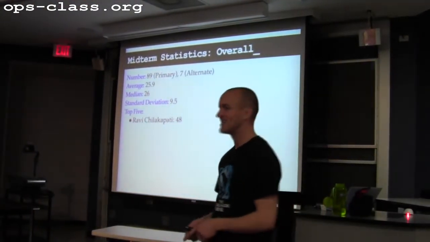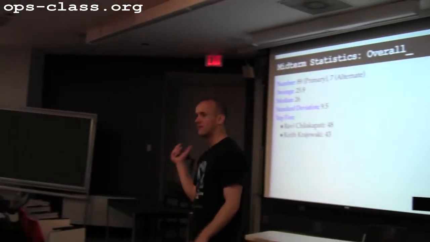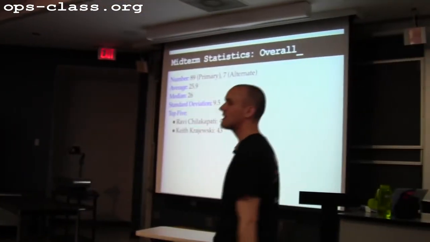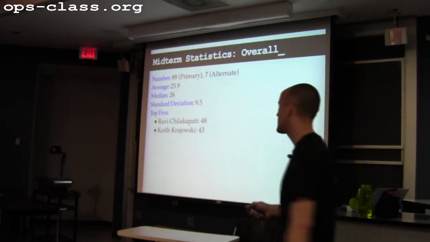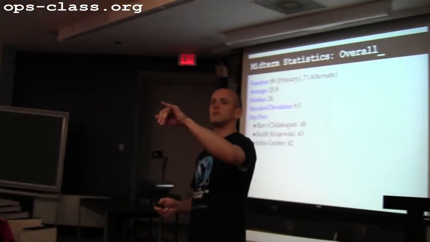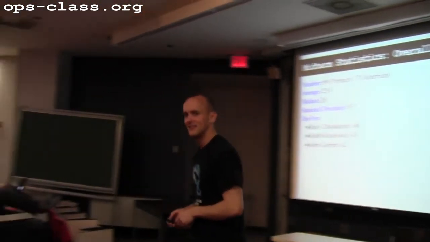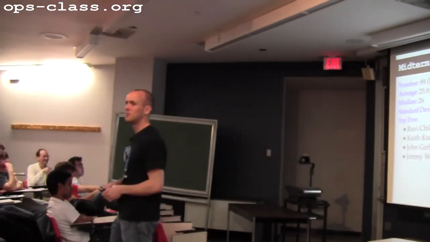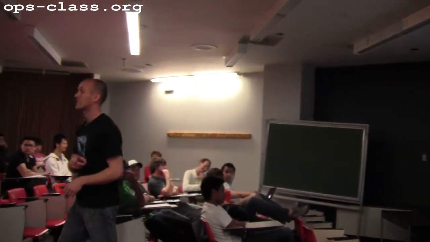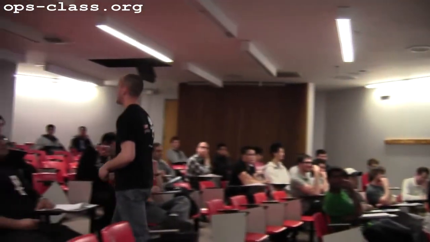Nice job. So the following top five grades: Keith, who I know is here, 43. Nice work. John Gerber, 42. Where's John? Yeah, he's going to be embarrassed a little bit. Jimmy Wu. Now everyone's going to come to you guys for questions, right? That's why I'm doing this. Is Jimmy here? I don't think Jimmy is here.